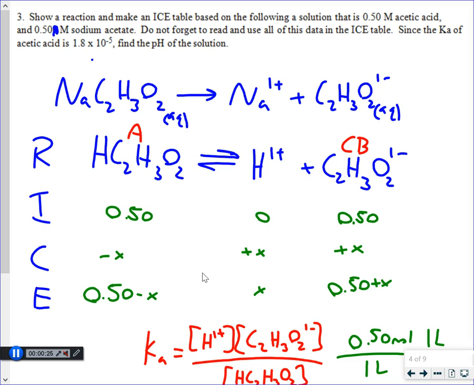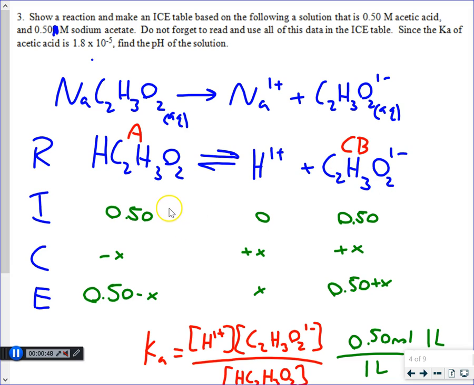A buffer is something that contains both a weak acid and its conjugate base. Or we could also make a buffer with something that is a weak base and contains its conjugate acid. Both of these things are going to be in a solution of water.